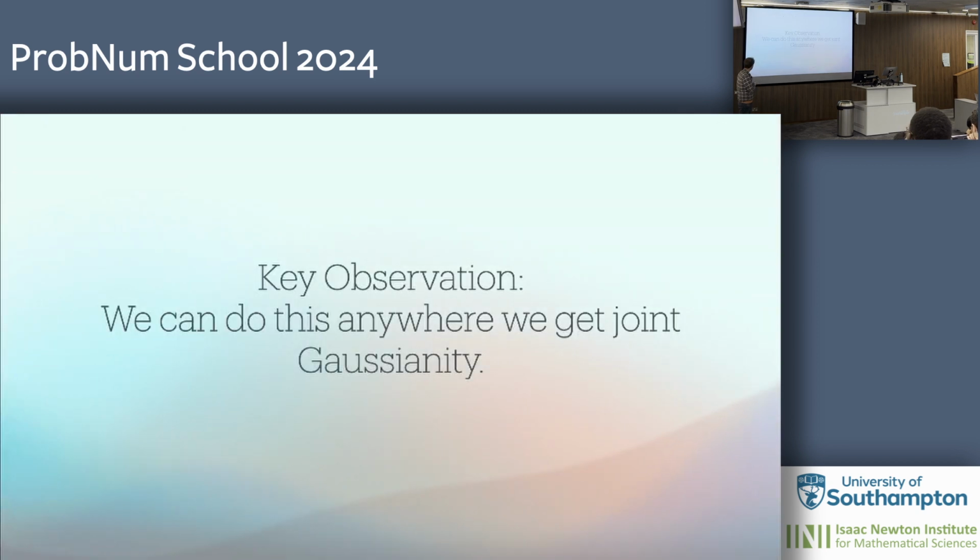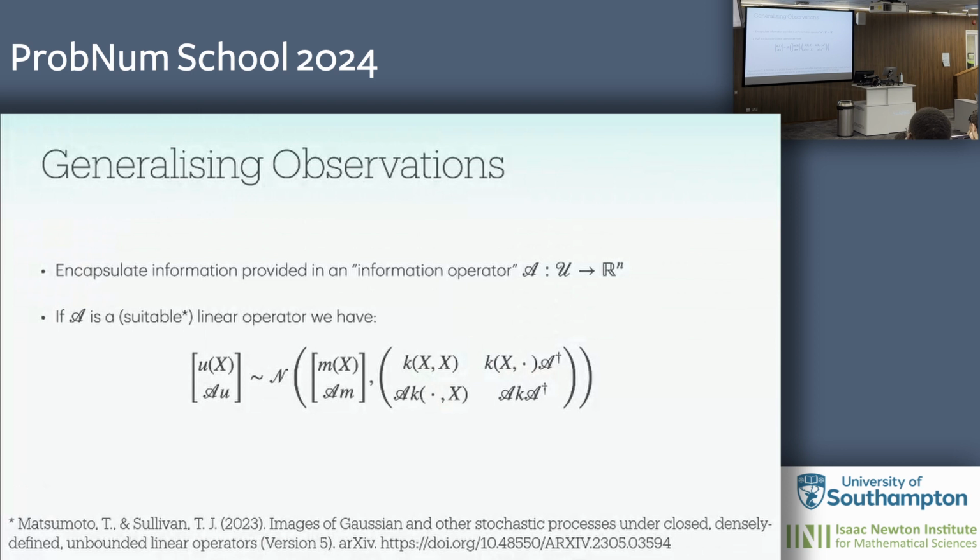So the key observation that allows us to get to a probabilistic PDE solver is that actually we can just do this anywhere where we get joint Gaussianity. To do that, we need to generalize from observations that look like evaluations of the function u, so evaluations at particular spatial locations, to observations that are pushed through some, as Philip said in his talk, some information operator, some bounded linear operator that takes me from the function space, which I'm just leaving completely abstract at this point, calligraphic U, that my Gaussian process lives on, into R^n.